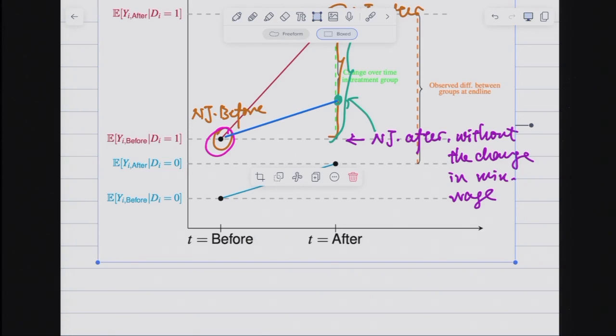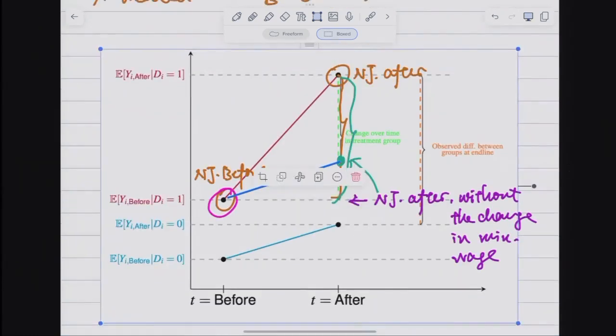So essentially, without the minimum wage change, we expect the employment trend, okay? So these are all about the Ys.